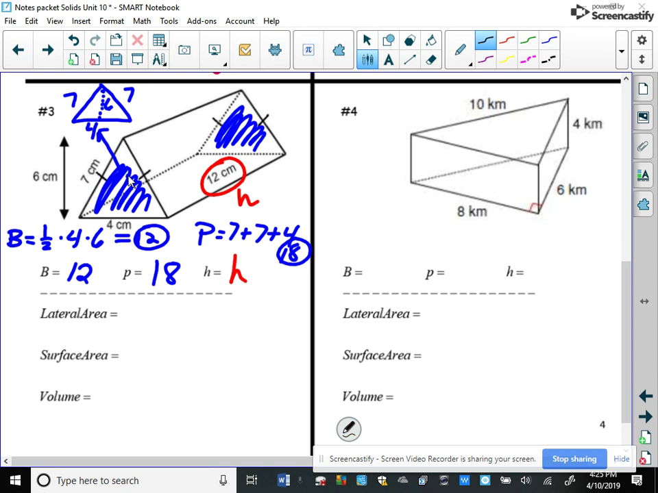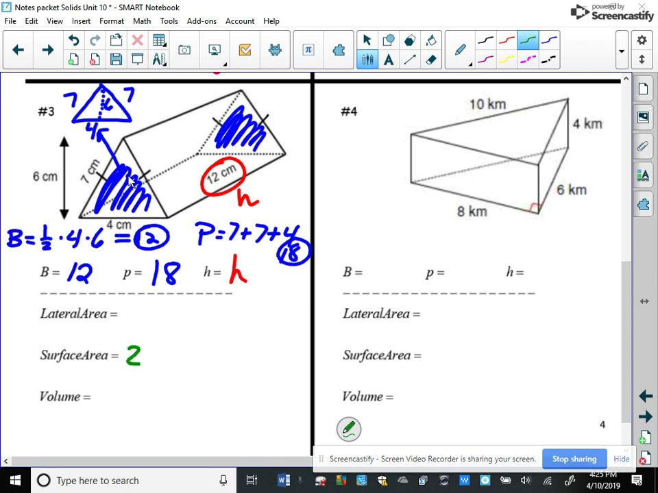So since it is a triangle, the area is 1/2 base times height, and for a perimeter, you just added the 3 sides. Now you just take those numbers and plug them into the formulas. I am going to always suggest to rewrite the formulas. For lateral area, actually that's the only one I don't rewrite the formula. For surface area is 2B plus PH.